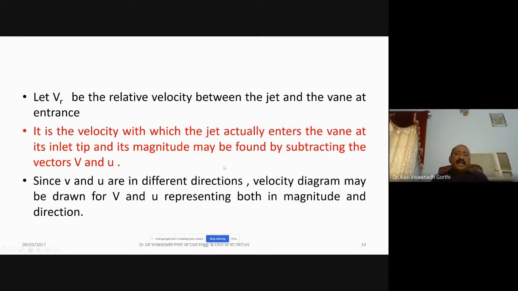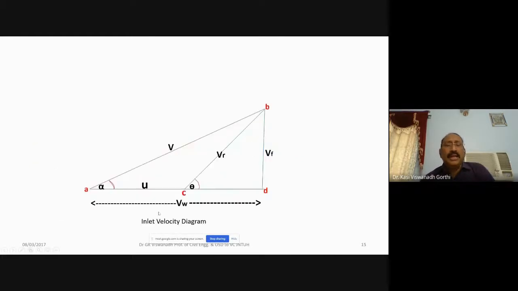VR is the relative velocity, and it is the velocity with which the liquid jet actually enters the vane at its inlet tip. Its magnitude may be found by subtracting the vectors V and U. The difference of the vectors V and U gives you the relative velocity VR. Since V and U are in different directions, the velocity diagram may be drawn for V and U, representing them both in magnitude and direction.